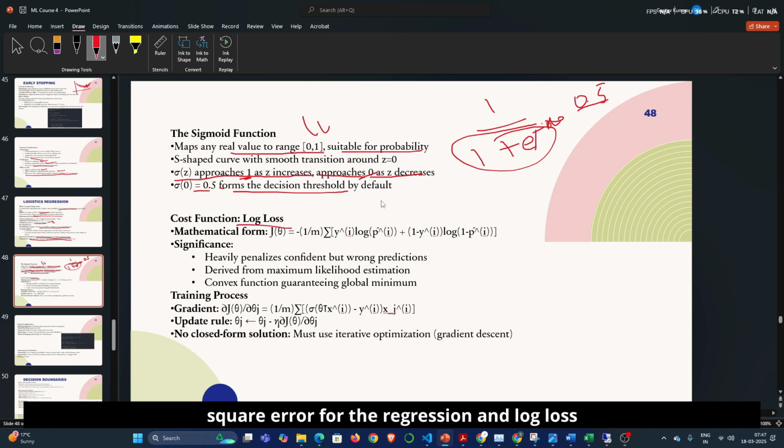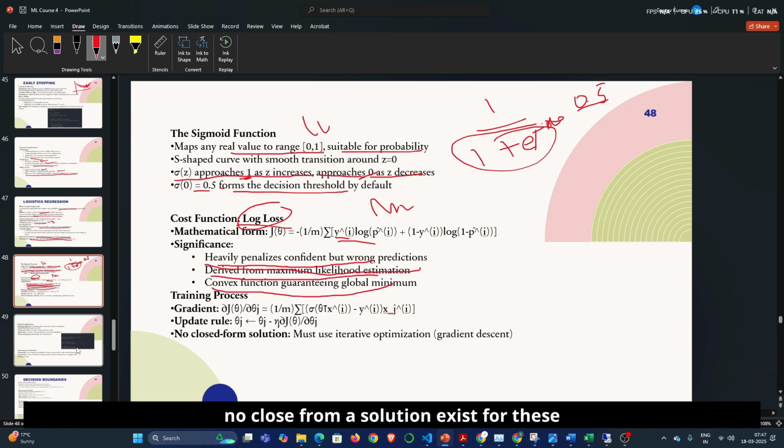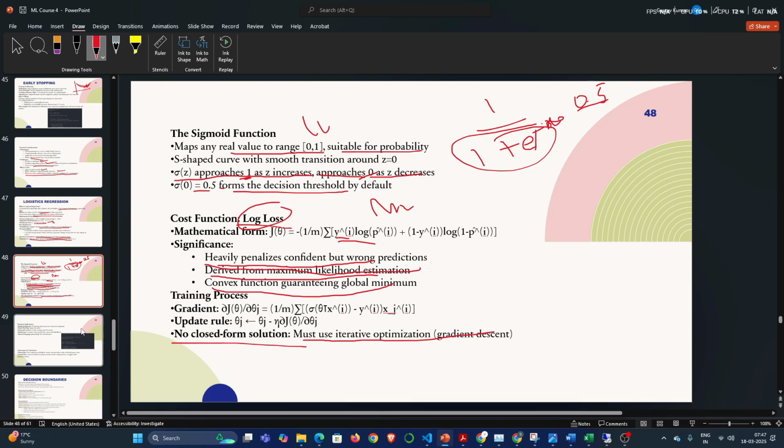The cost function name is log loss. Mean square error is for regression and log loss is for binary classification: minus 1 by m, sum of yi log of predicted p i, plus 1 minus yi log of 1 minus p i, where we use y actual and predicted. It's too obvious, right? It heavily penalizes confident but wrong predictions. It comes from maximum likelihood estimation, and it is convex, so we can look for the minimum. No closed-form solution exists for this.